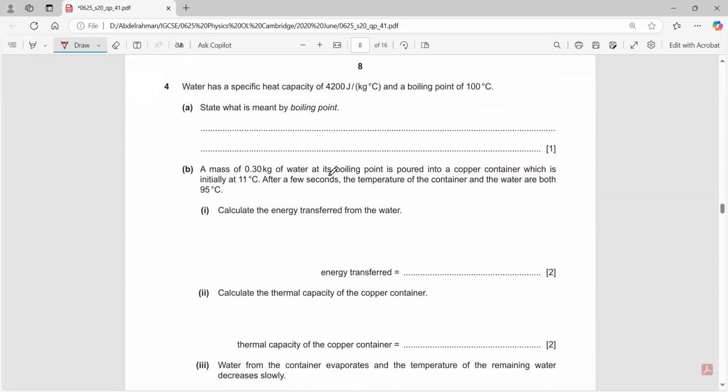Question 4, what is a boiling point? It's a temperature at which the liquid can change to gas. It's a temperature at which liquid turns to gas.